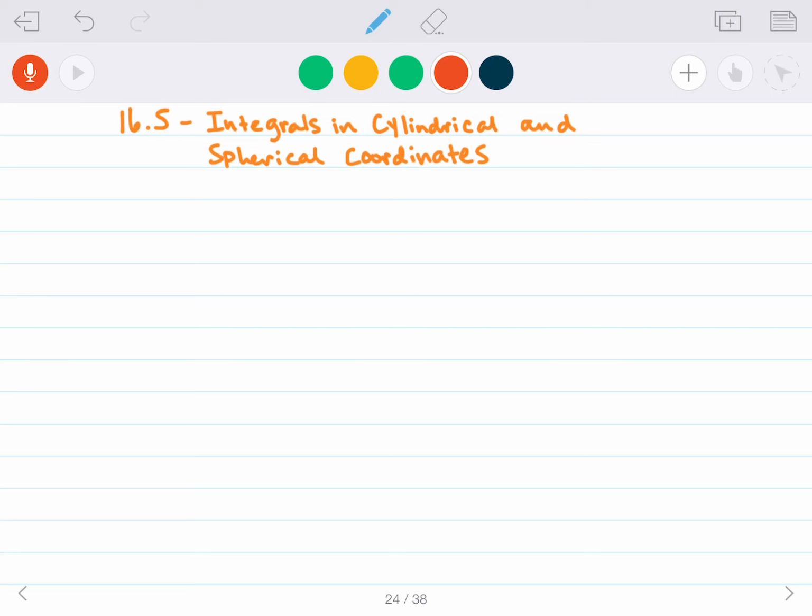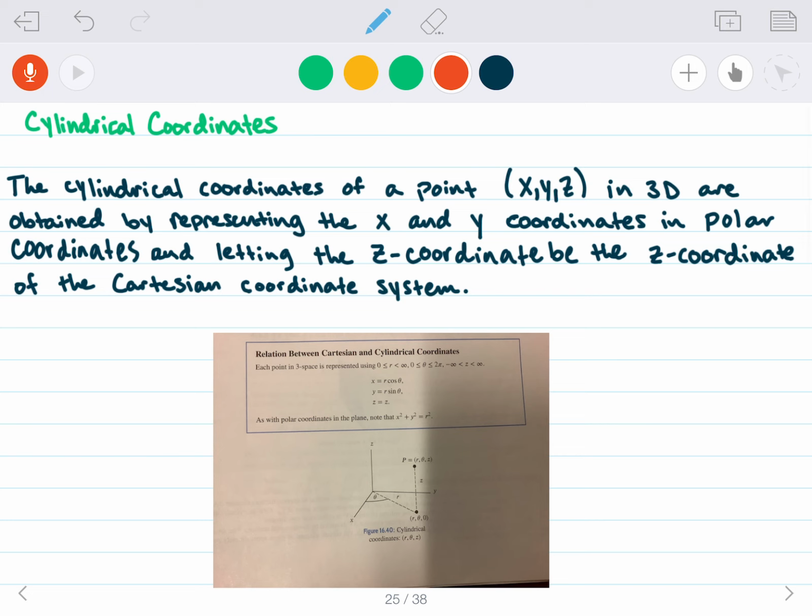Hey guys, in this video we're going to talk about Chapter 16, Section 5, Integrals in Cylindrical and Spherical Coordinates. So cylindrical coordinates is very similar to polar. In fact, it's almost identical to polar with the exception that z stays as z in Cartesian. So in cylindrical, we can describe a point in space with just the radius, the same radius that we have in polar, theta, the same theta we have in polar, and z, just the regular z value in Cartesian coordinates.